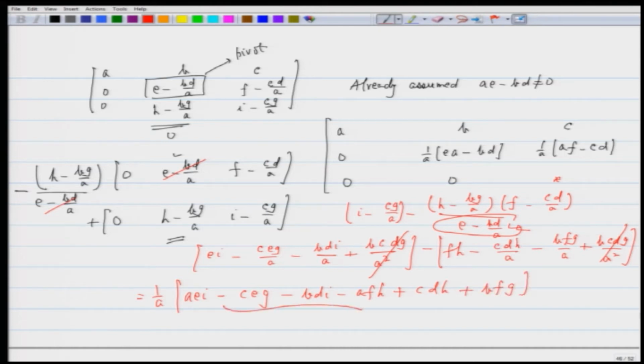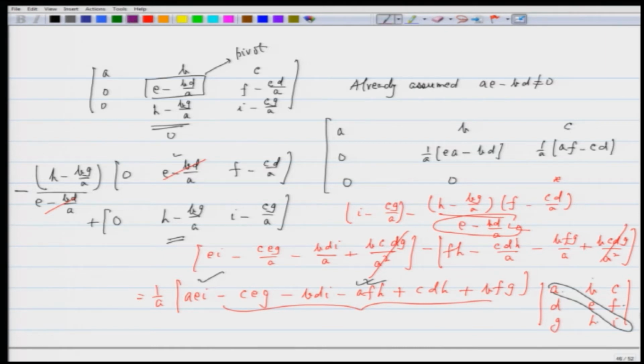Now the question is, what is this inside? So let us look at the matrix. It was ABC, DEF, GHI. Let us look at the determinant of this. The determinant of this is nothing but AEI, which is here, then minus AFH, AFH with a minus sign, fine.